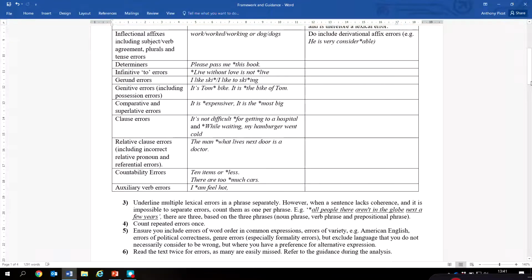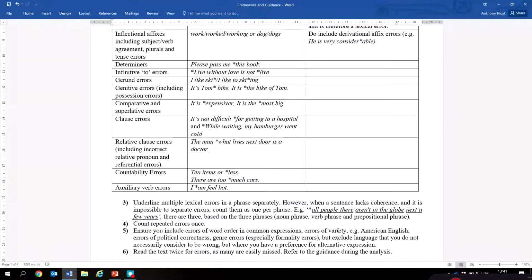Next, counting errors can be an issue, so there's some guidance there too. Do include errors of word order in common expressions, also errors of variety there, especially when using samples from English for academic purposes, as markers tend not to like people switching between different varieties of English. I feel we should include errors of political correctness. For example, the lexical item, coloured people, is unacceptable. Let's support the social justice in language education movement.